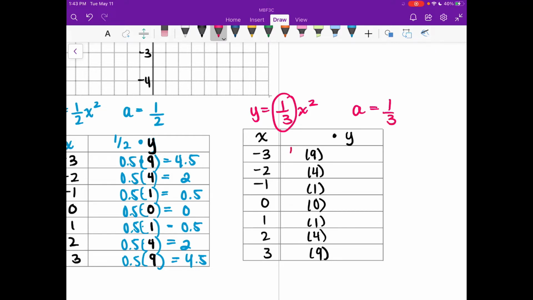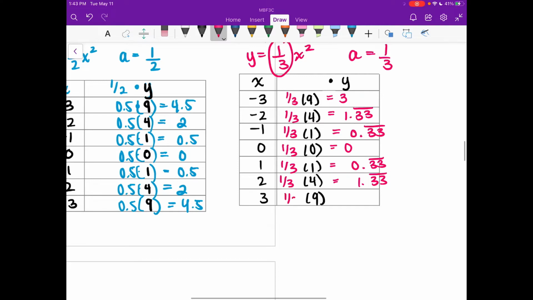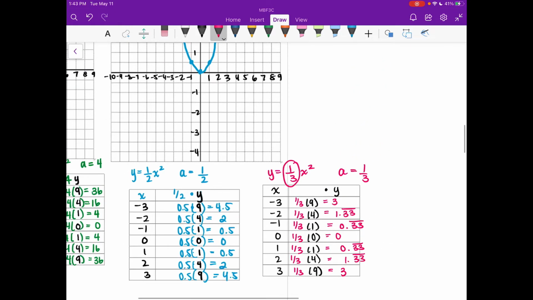So I'm going to do 1 over 3 times 9, which is going to give me 3. 1 over 3 times 4 is going to give me 4 over 3, which in decimal form would be 1.333. 1 over 3 times 1 is going to be 1 over 3, but that's just going to be 0.33. 1 over 3 times 0 is going to be 0. 1 over 3 times 1 again is going to be 0.33. 1 over 3 times 4 is going to be 1.333. And then last but not least, 1 over 3 times 9 is going to be 3. So I got all my points, and now I just got to go put them in.